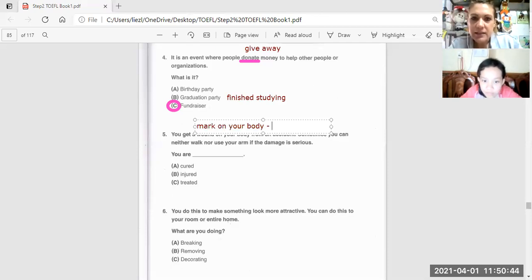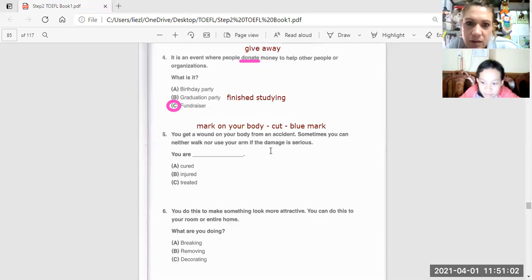So a wound is a mark on your body. It's like a cut or a blue mark, or maybe it's swollen, it's fatter than it should be. It's usually a cut where your skin is open. Okay, so you had an accident and he has a wound. Sometimes you can neither walk nor use your arm if the damage is serious. Serious means very bad.